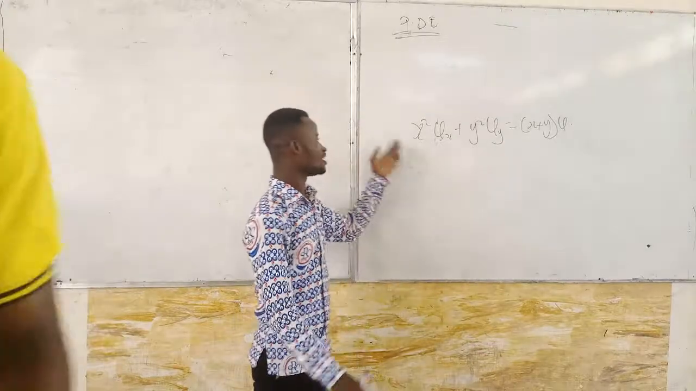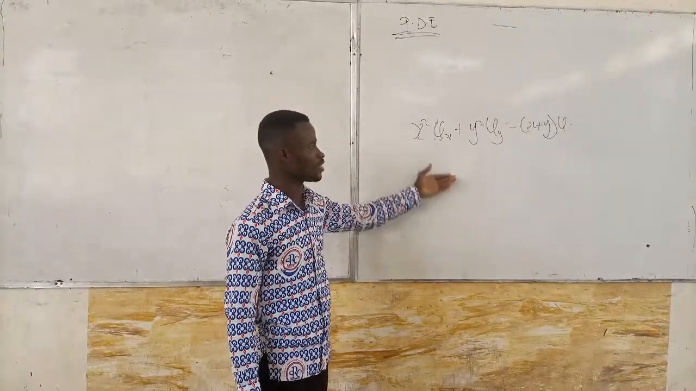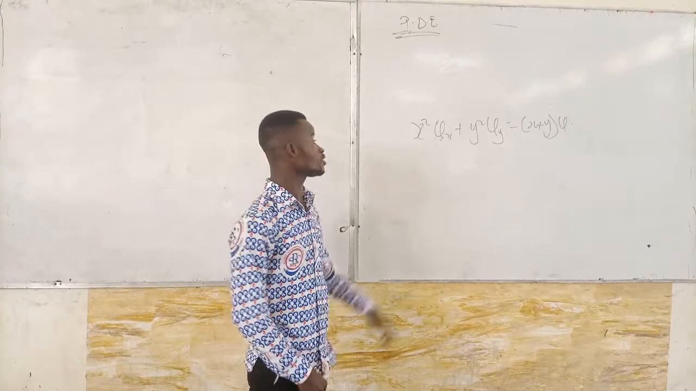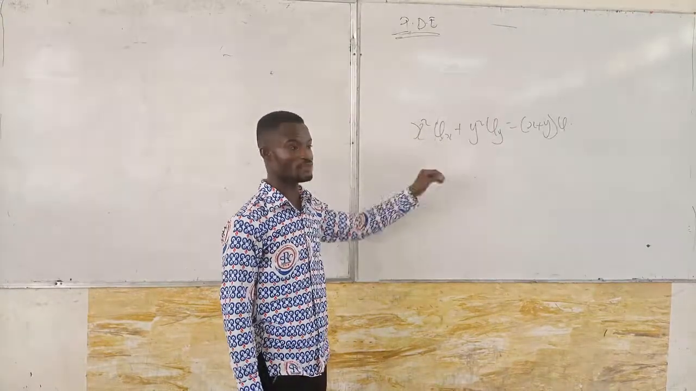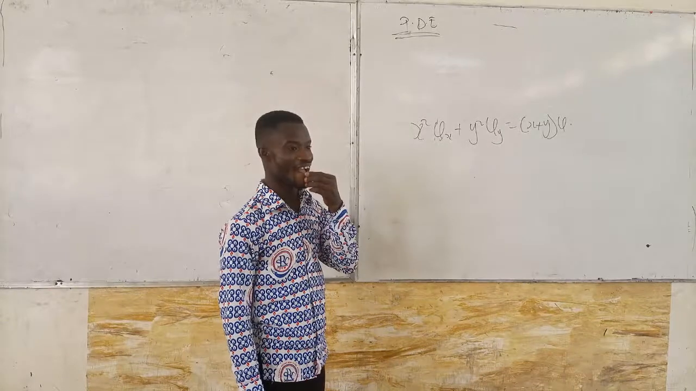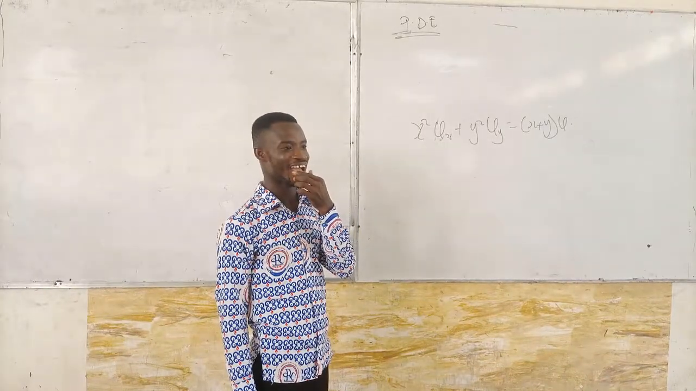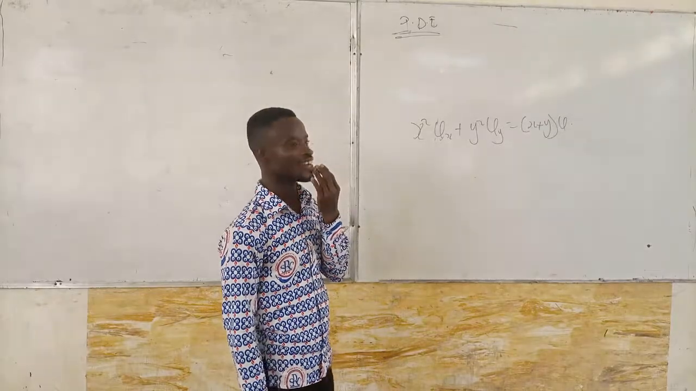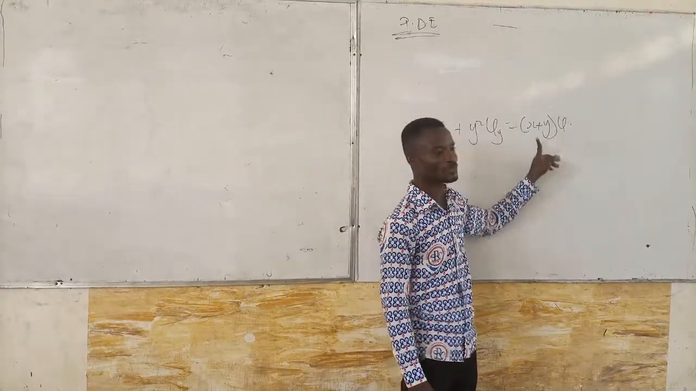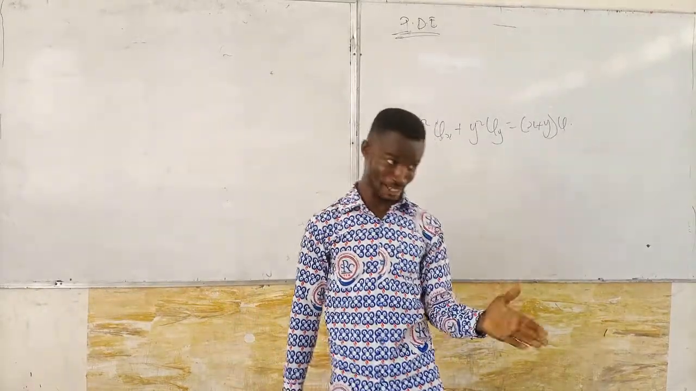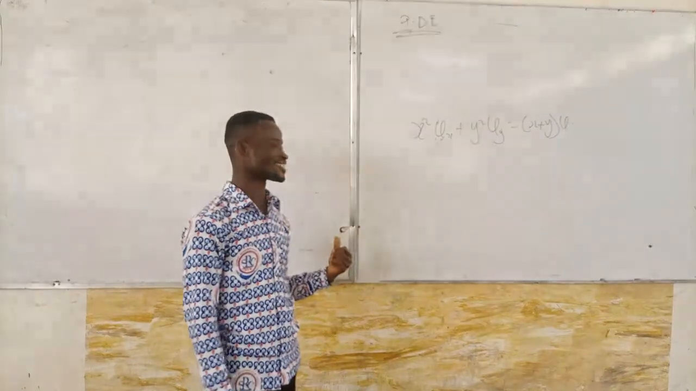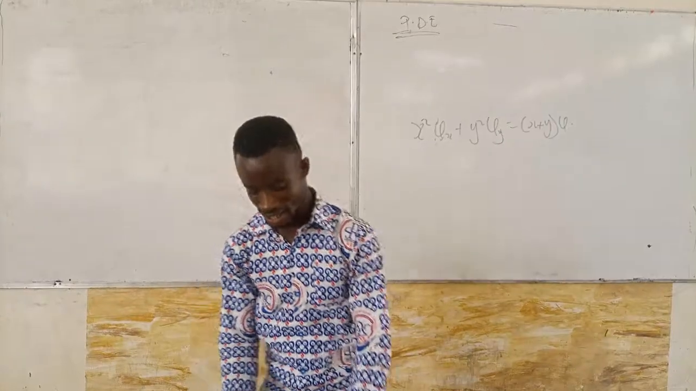What type of equation is that? Is it linear or semi-linear? Semi-linear. It's semi-linear, because the dependent variable is not constant. So it's semi-linear, and we should be able to solve this.